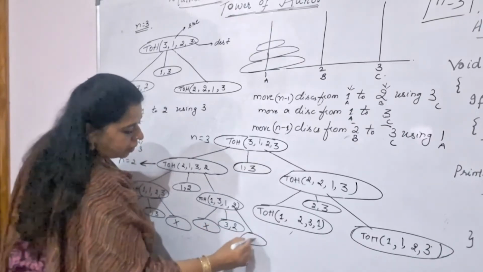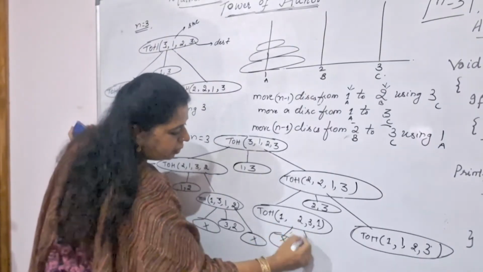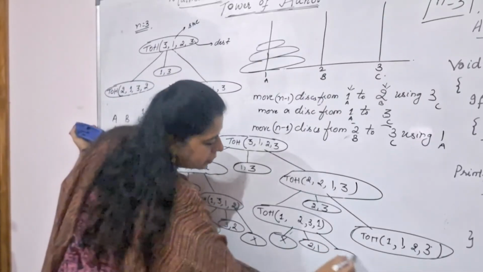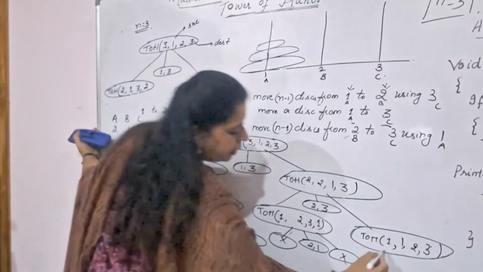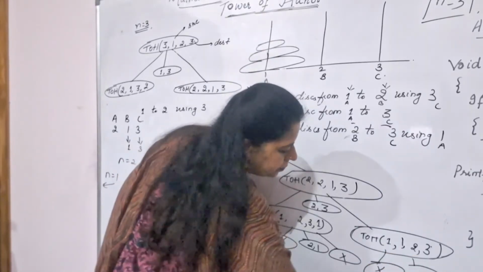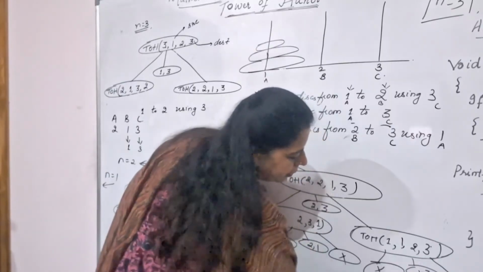And what about this one? Not applicable. Here, not applicable, A to C. So your printf statement 2, 1, this move you have to write down. Then not applicable. Here, not applicable. Printf statement A to C 1, 3 and here not applicable.